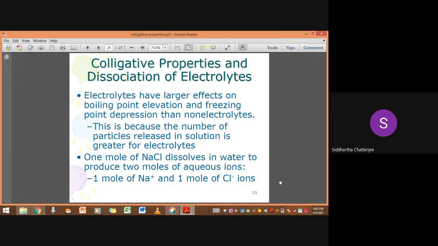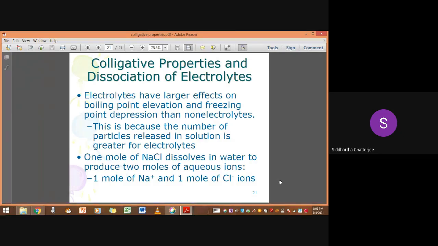So what colligative properties do you observe in the case of 1 molar urea solution, 1 molar sugar solution, and 1 molar glucose solution? You find the colligative properties are going to be double with 1 molar NaCl solution. So here you are observing abnormal colligative property.